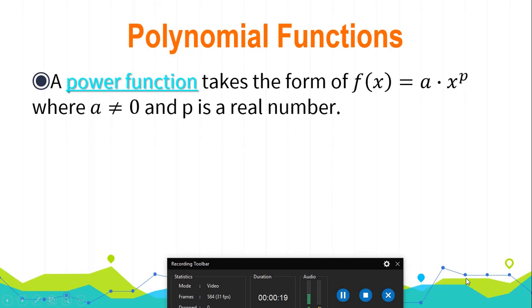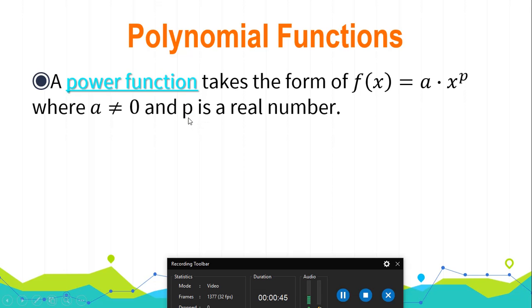So let's start with a power function. If you have a power function, you're going to have this generic format, but what we see in the generic format is one of the terms is raised to a power, and in this case, it's the power p. You should also keep in mind that the value of a cannot be 0. If it does take the form of 0, it will wipe the function out completely, and you'll just have a horizontal line that says y equals 0.